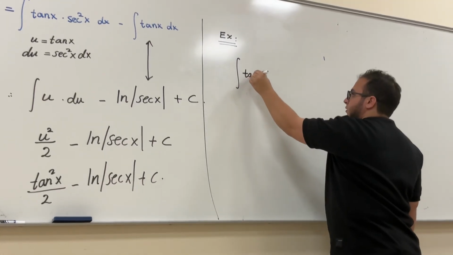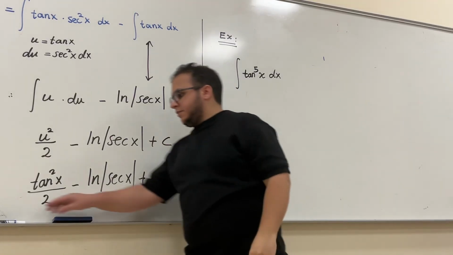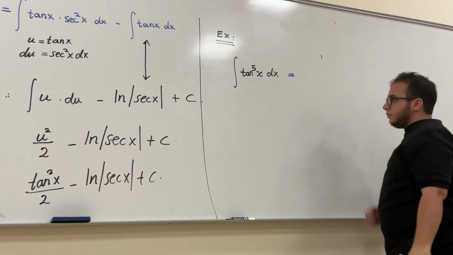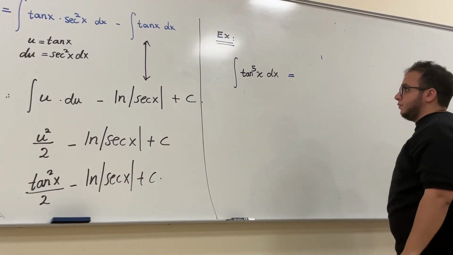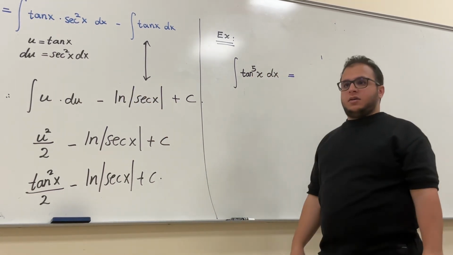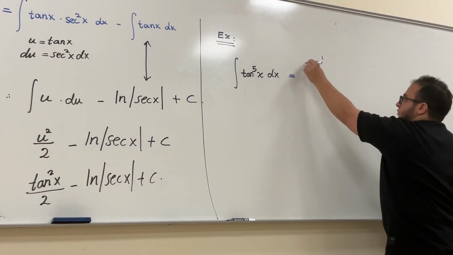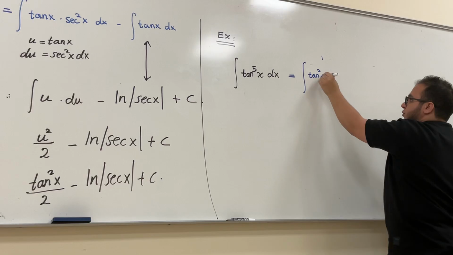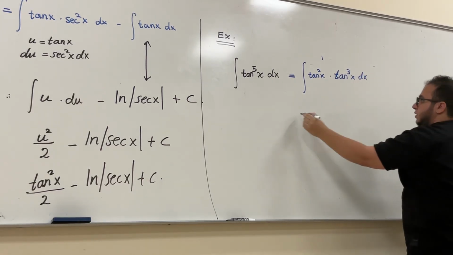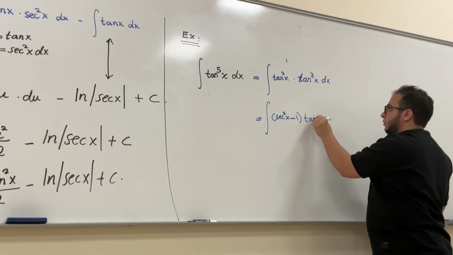Integration of tan power 5x. What can I do? I can apply the same idea. I can pull a tan square, for example, keep tan cube. Let's see. So I can convert tan square to secant square minus 1, and then tan cube. What's tan square? Secant square minus 1, right? Yes.